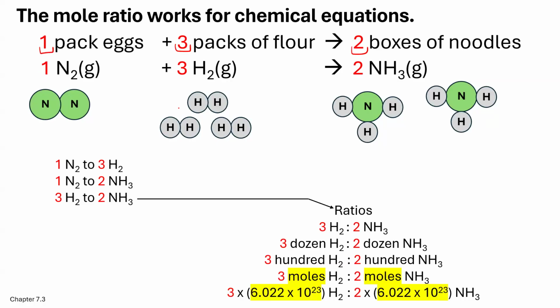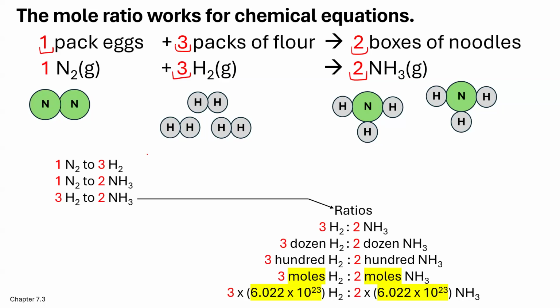And we have 1 diatomic nitrogen to 3 diatomic hydrogen makes two ammonia, or NH3, right? And if you count the atoms, it's all there. We're starting off with two nitrogens, we're ending with two nitrogens. We're starting off with six hydrogens, we're ending with six hydrogens.